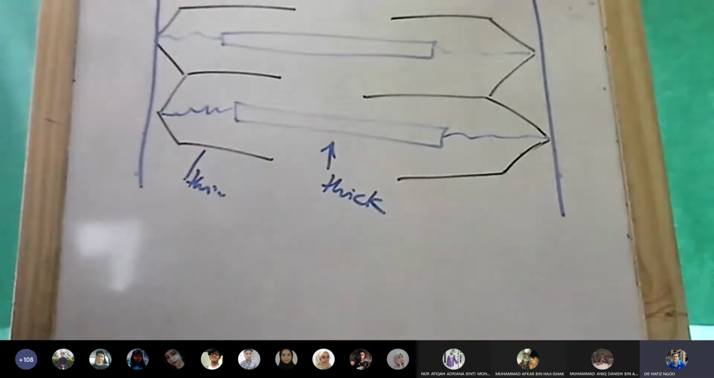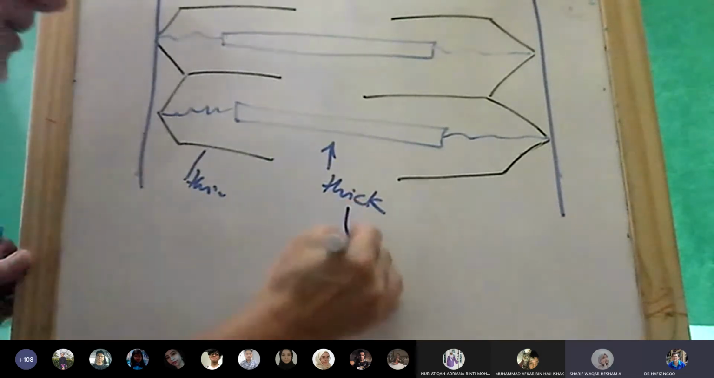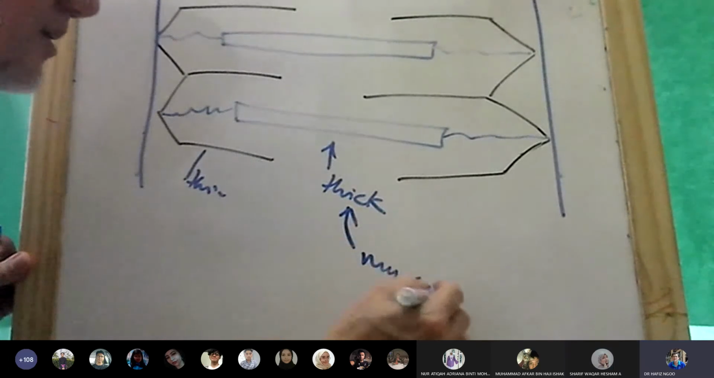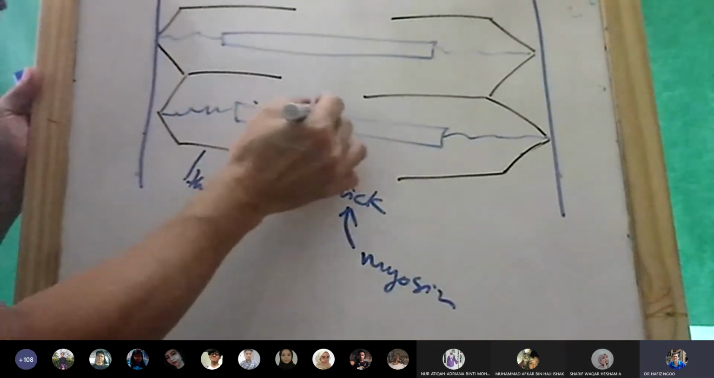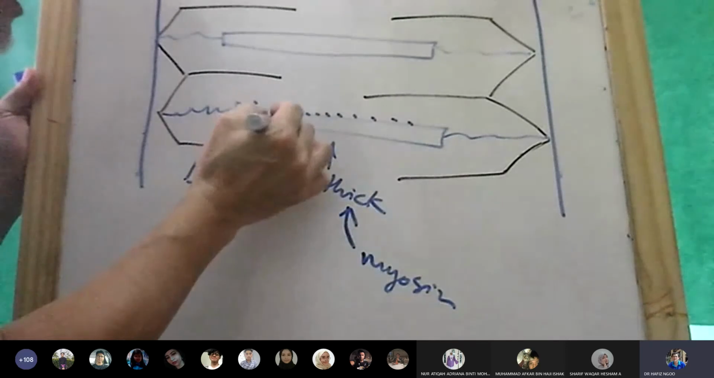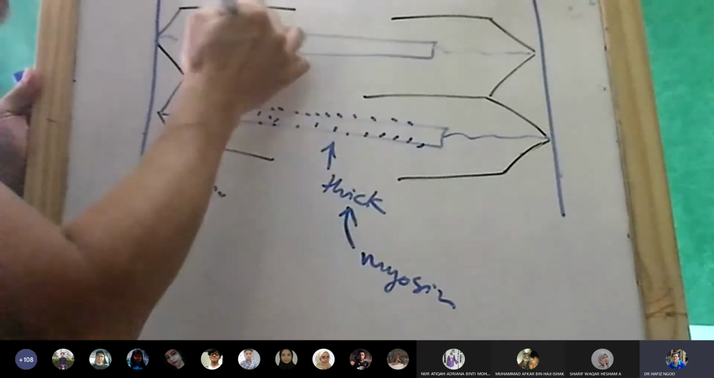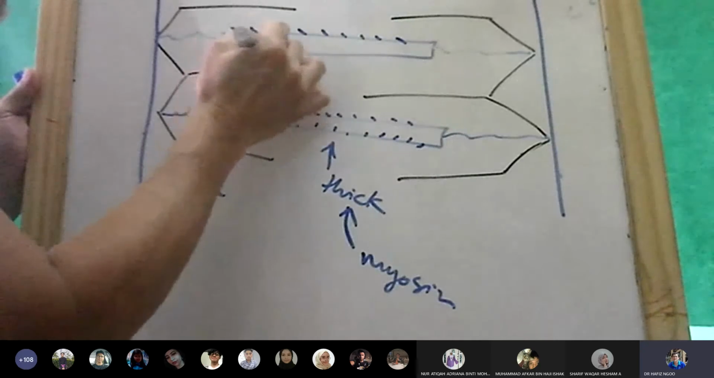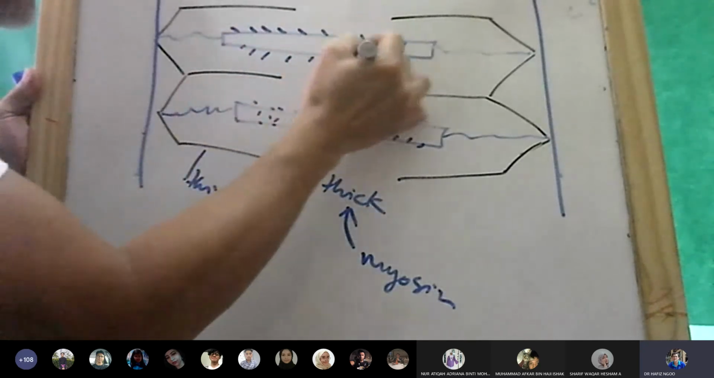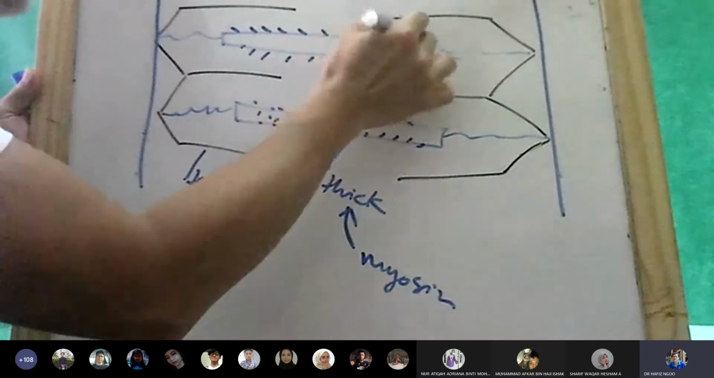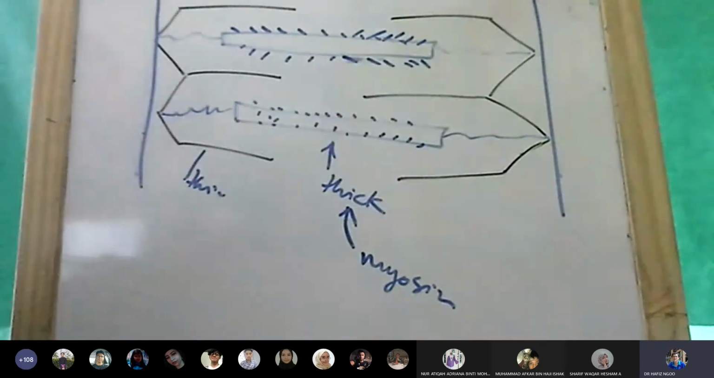So what constitutes the thick filament? Myosin. This is mainly made of myosin. You are expected to see a lot of heads coming out. They are arranged quite in sequence. This is how the heads are being arranged. You can draw that, and then you can see the difference.